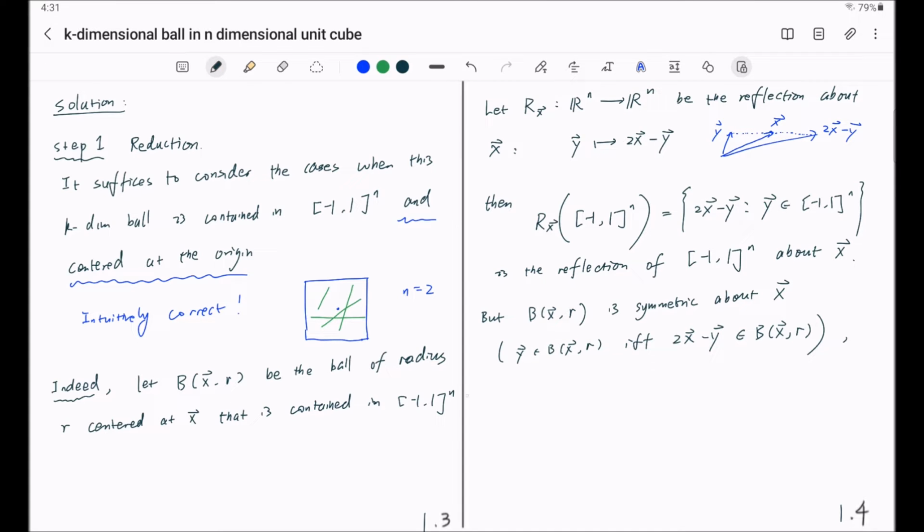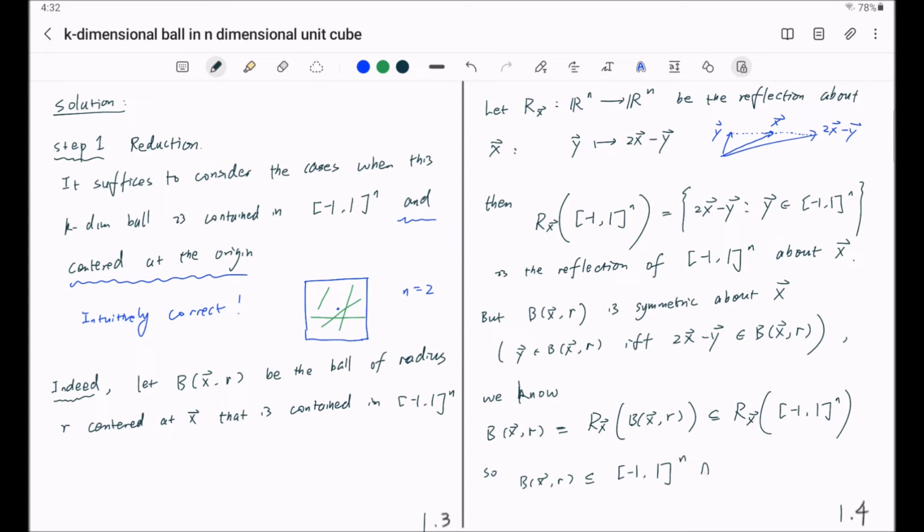So from this we know B(x,r), by the symmetry, equals r_x of B(x,r), which is contained in the reflection of this cube. Because this ball, by assumption, is contained in this cube. So this ball must be contained in the intersection of this cube and its reflection.